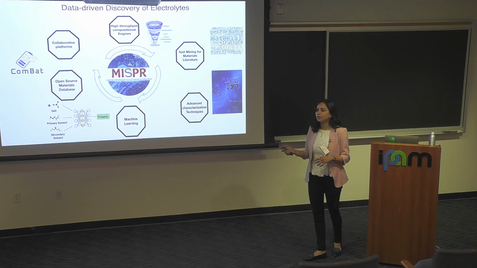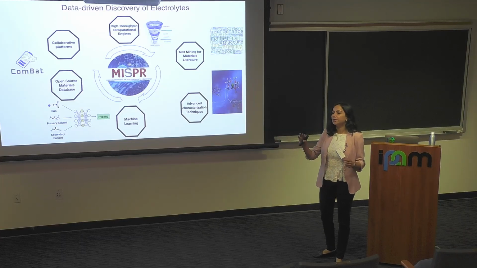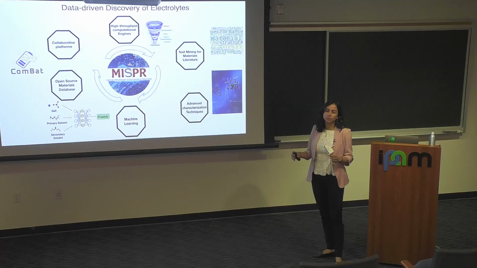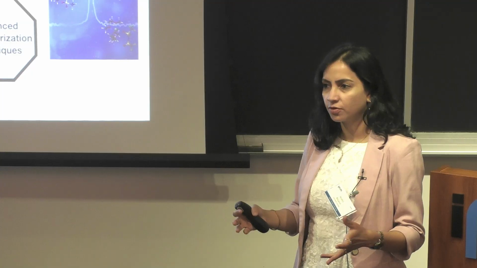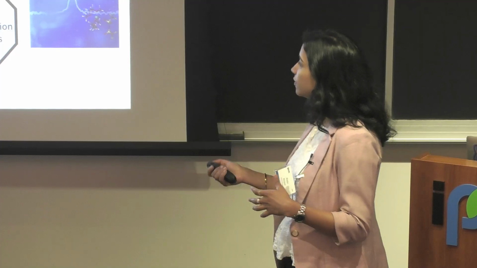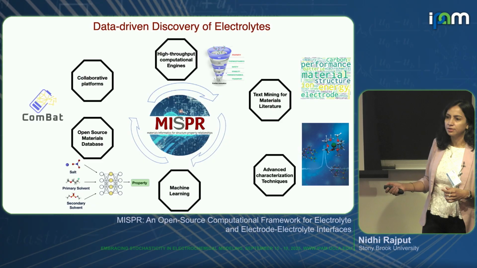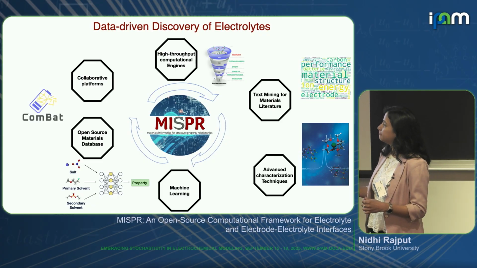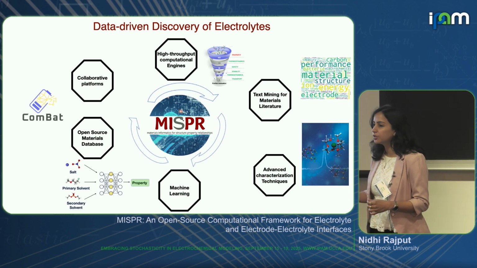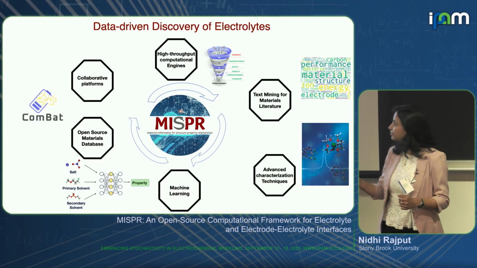And while these first two pillars give us the information about the materials and their corresponding properties, we need to simultaneously advance computational spectroscopy analysis tools to basically understand the atomistic interactions which govern the structure-property relationship. So that's another area where we are working on. And finally, combining all this information to develop machine learning models to predict properties of electrolytes. We are also focusing on developing open source computational databases and collaborative platforms which a broad community can use.